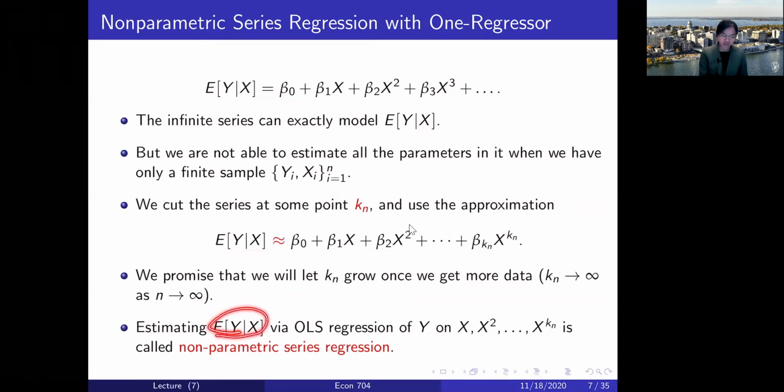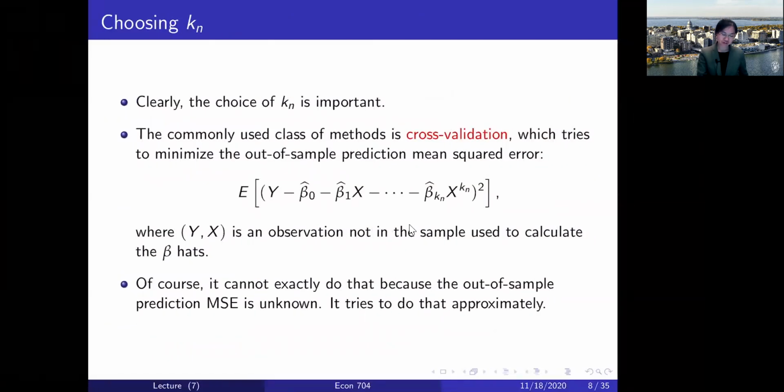Estimating the conditional mean by using ordinary least squares regression of y on these polynomial terms is called non-parametric series regression. And clearly, where you cut the series is very important. Where do you cut the series? The commonly used class of method is called cross-validation. That's one method that's very commonly used to choose the cutoff point, Kn.